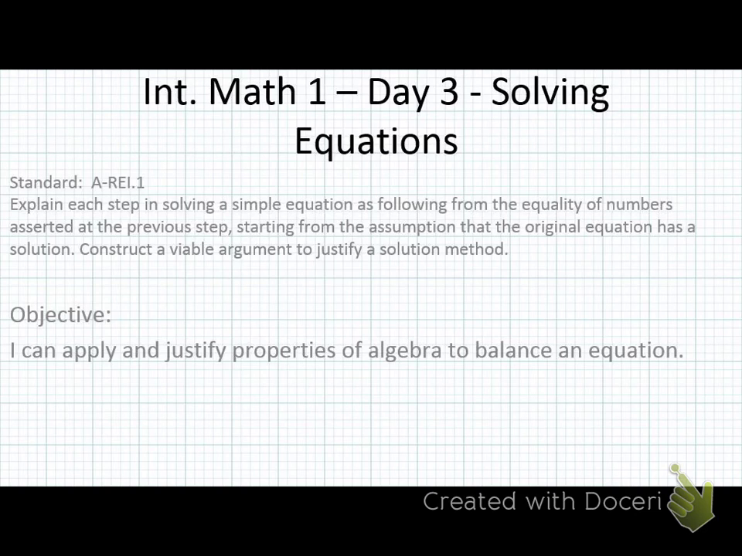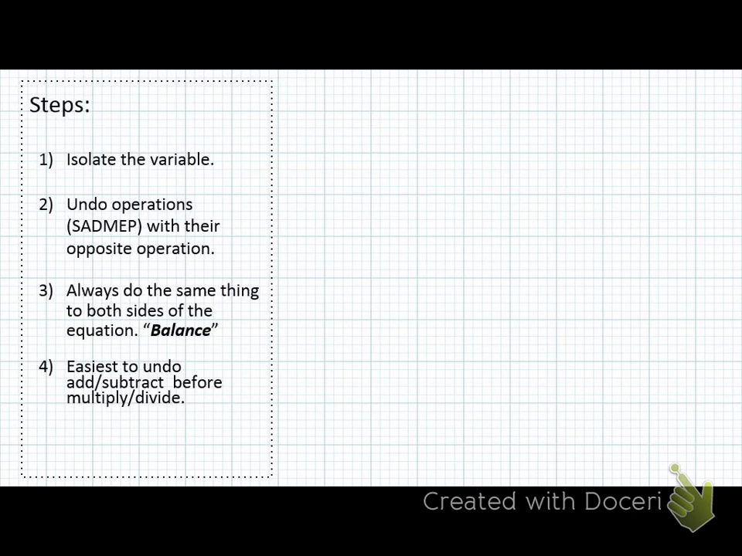So next thing we're going to do today, this is our objective. Let's read this out loud. Ready? Begin. I can apply and justify properties of algebra to balance an equation. Okay, good. So we're going to apply and justify properties of algebra to balance an equation. So these are the steps. If you're on the video, which I'm recording right now, you write these down. Pause right now before we move on. And then here we go.